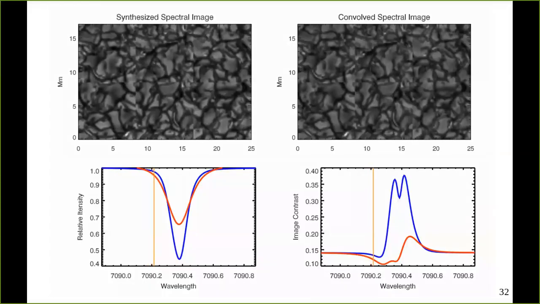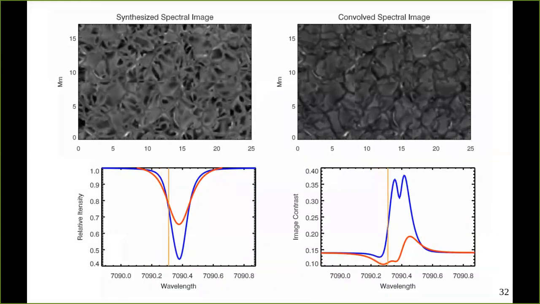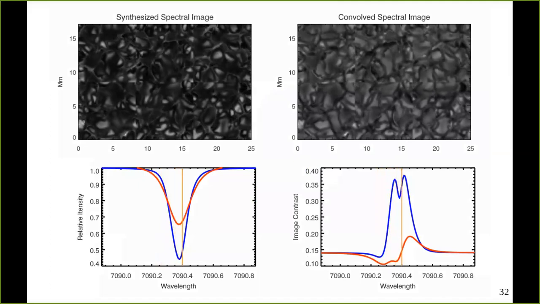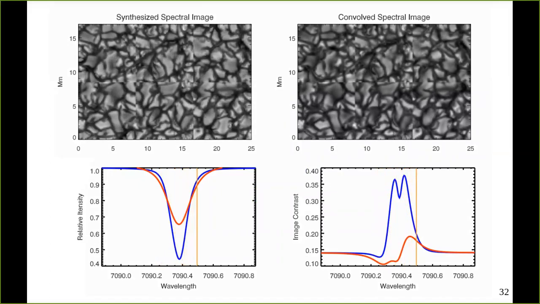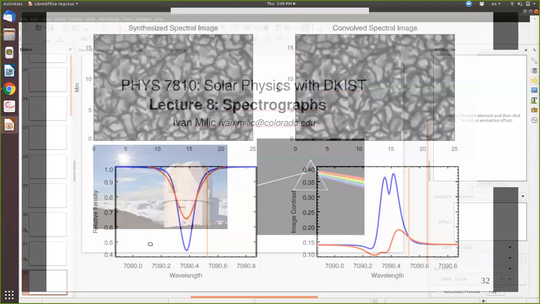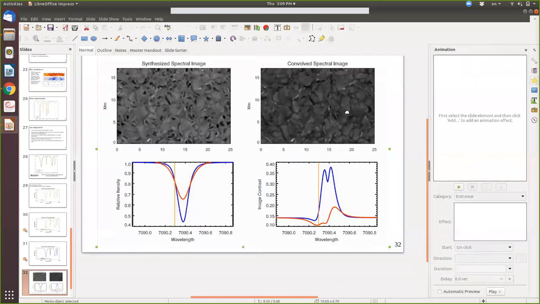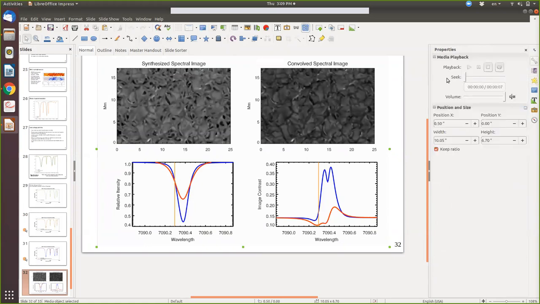And then Kevin also shared with me this interesting video, which shows a less spectrally pure instrument. What we have here on the top left is a simulated surface of the sun with a few wavelengths. Oh, this is not looping. Okay, let's make this video loop. Should be good now.